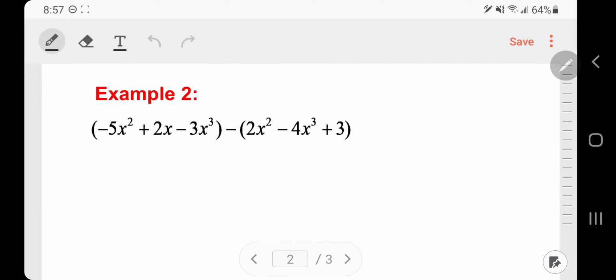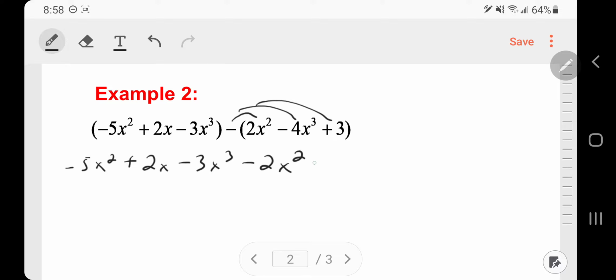Okay, now here we have a subtraction question. This is where it gets a little bit different. When we have a subtraction, what we need to do is distribute that negative into our second parenthesis. So the first one just gets brought down, and then in the second parenthesis, all of the signs are going to change because we are multiplying them by a negative.